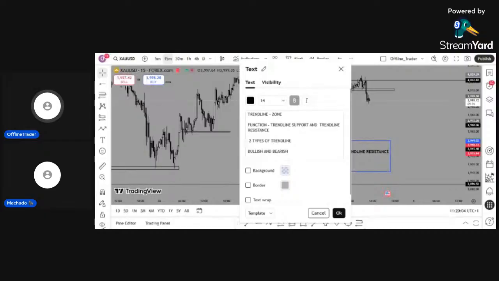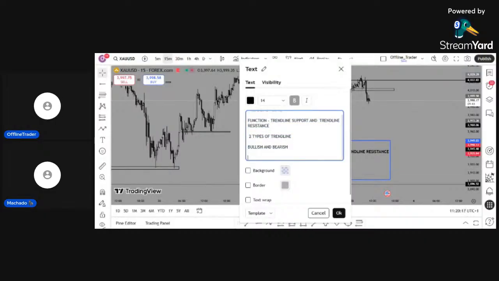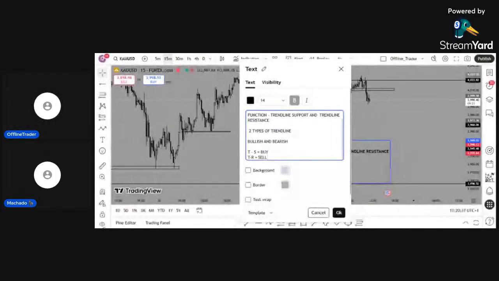Exactly. So that's what the trend line also serves. When it's at the trend line support, we buy. When it's at the trend line resistance, we sell. This TS means trend line support. That means we buy. When it's at trend line resistance, we sell. Hope you are getting it.